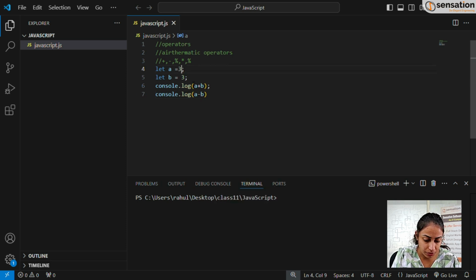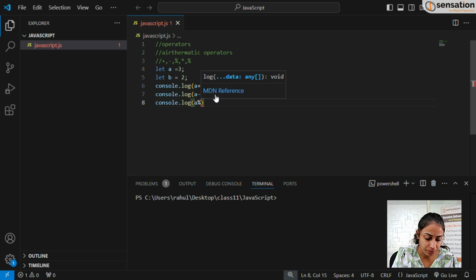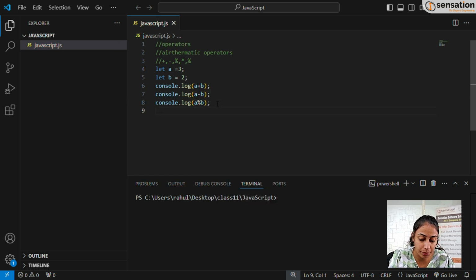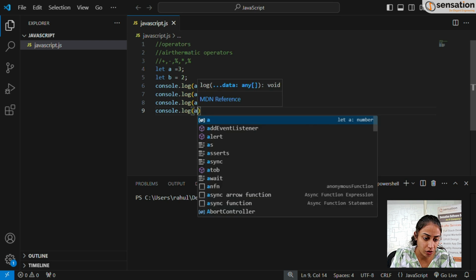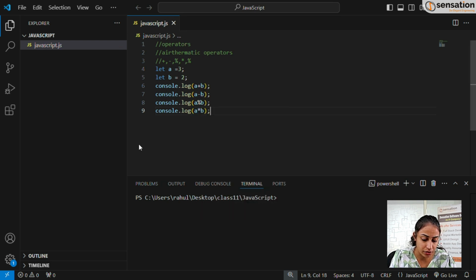Taking a greater than b, let's consider 3 and 2. This is subtraction. Console.log a modulus b. Modulus means it will not divide, it will check the remainder after dividing. Console.log a multiplied by b. Now let's check the results.